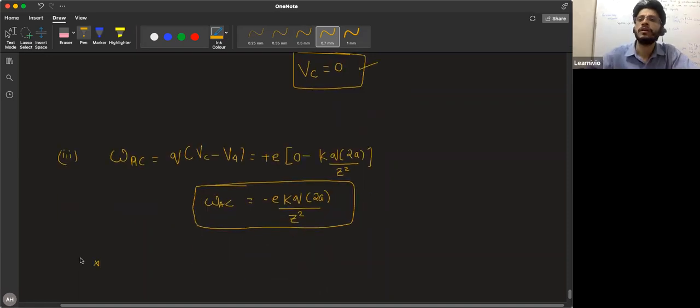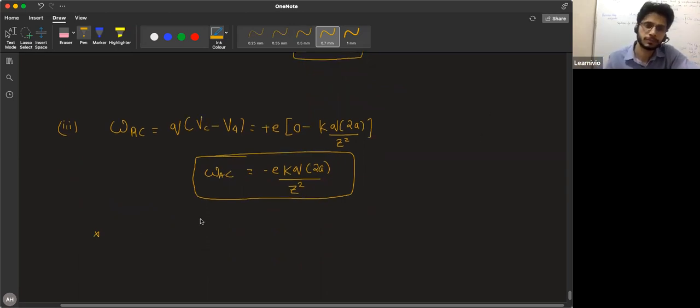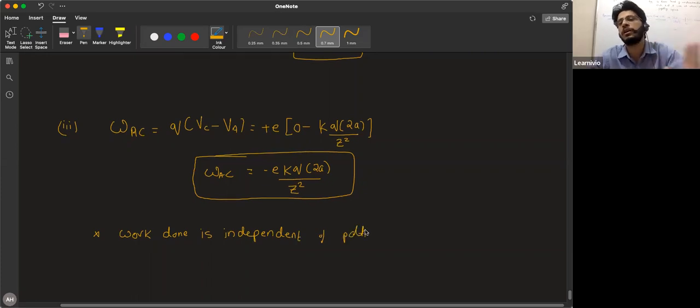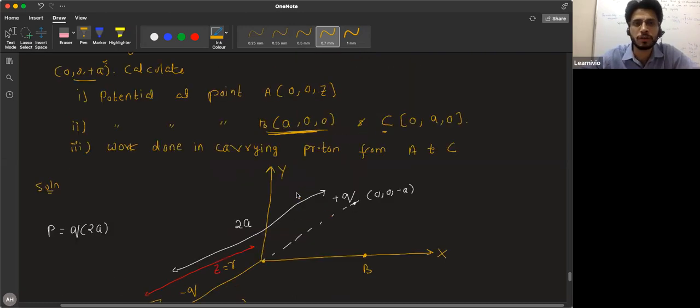Just one more thing. Yashika, will this work done depend upon path or will it be independent of path? Sir, independent of path. Why? Because the electric force is conservative. Always remember that this work done is independent of path. The reason is that electric forces are conservative. For conservative forces, work done does not depend upon path. Note it down.